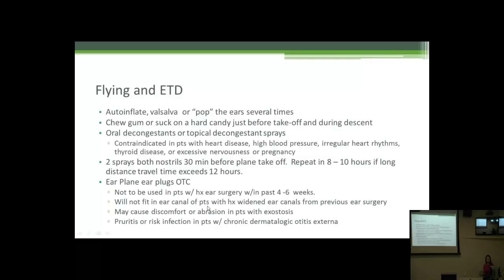It does not work, however, if they have had previous ear surgeries where their ear canal has been widened and it may not fit. I would not recommend this in somebody who has an abnormal ear configuration, such as a narrow ear canal or exostosis, or somebody who's had chronic dermatitis or skin conditions. They may have increased problems with the skin if they wear this for several hours.